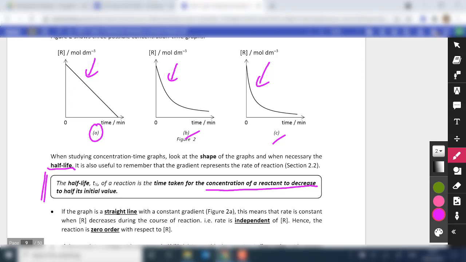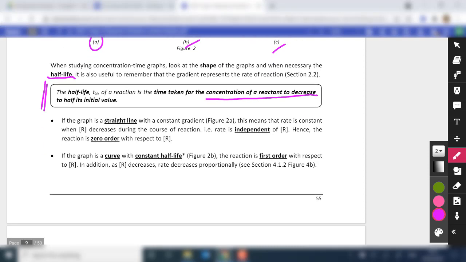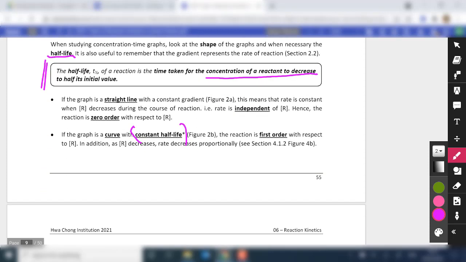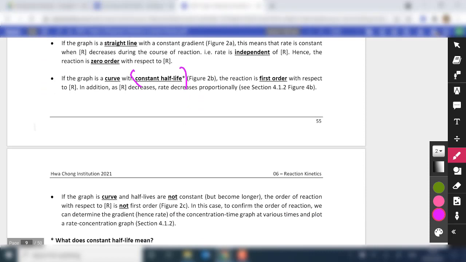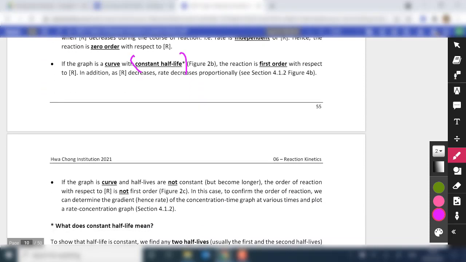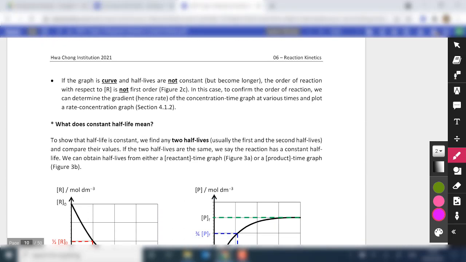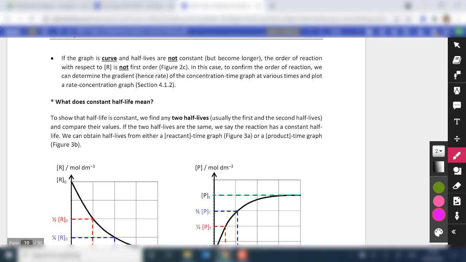So how do we prove that it's first order? We prove that it's first order by ensuring that its half-life is a constant. How do you tell from this graph? You can't tell from the graph. You have to plot it and tell. So we are just saying you can't tell from here. You have to plot it. C is an example of a second order graph. But of course, over here we can't tell, so we say that it's not zero, not first.